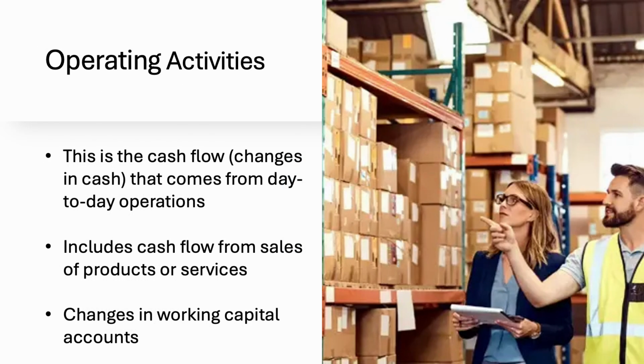Operating activities are the heart of the cash flow statement. They show cash generated from the company's core business operations, such as selling products or providing services. This section also includes changes in working capital accounts to show where cash flow is being tied up or generated in the day-to-day operation of the business.